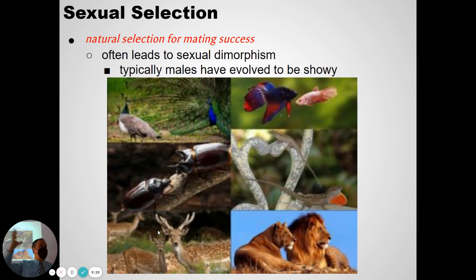Deer, right? Male deer have antlers, female deer do not. Males compete for females by this display of their antlers and so forth. Lions, these are even lizards. Males have this dewlap that they display during mating, and females select the mate based on this. So these are all examples of what we call sexual selection. When you see an animal where the males and females look distinct, it's called sexual dimorphism.